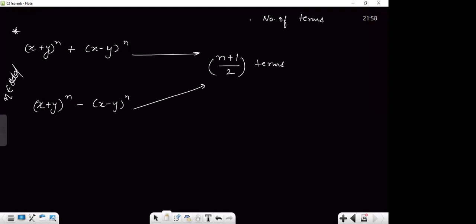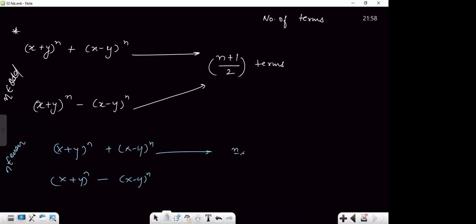If n is even, then (x plus y) raised to power n plus (x minus y) raised to power n is going to have n by 2 plus 1 terms, and (x plus y) raised to power n minus (x minus y) raised to power n is going to have n by 2 terms. Okay. And so this is the important concept.